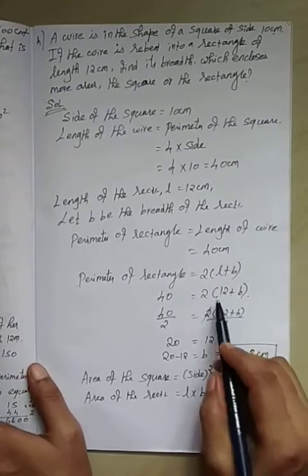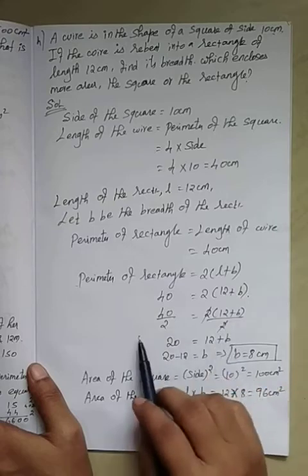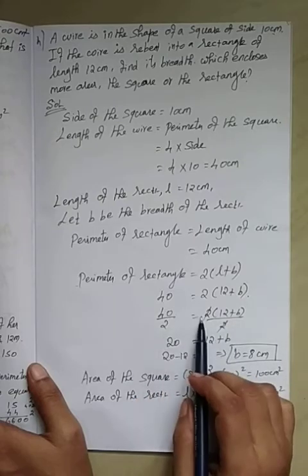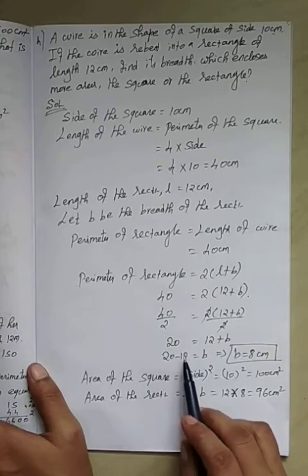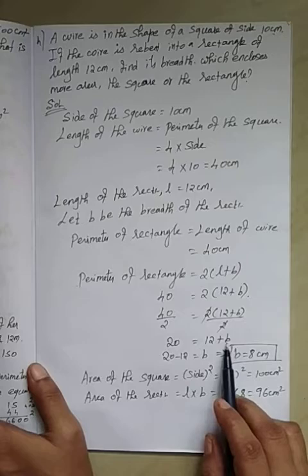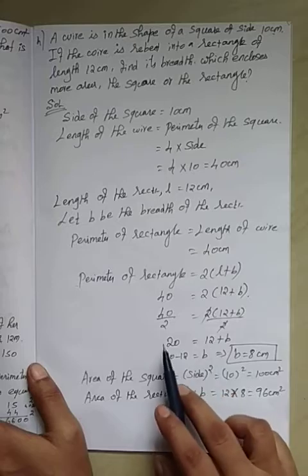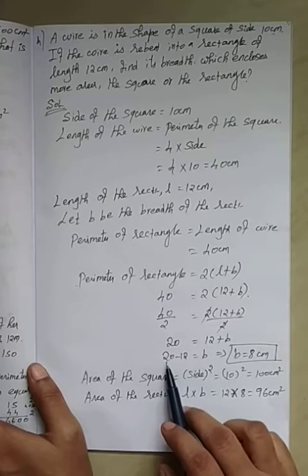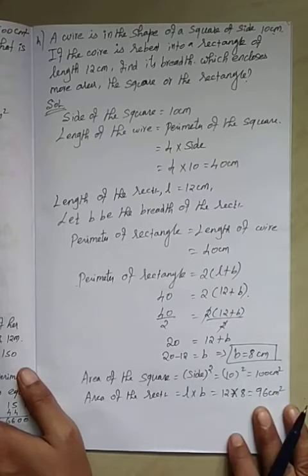Now you have to remove the 2 from the right hand side, meaning dividing by 2 on both sides. Simplifying the left hand side, you will get 20. So the right hand side is 12 plus B. Next, transpose plus 12 to the left hand side, so it becomes minus 12. See, what is 20 minus 12? 8. So the breadth value is 8 centimeter.